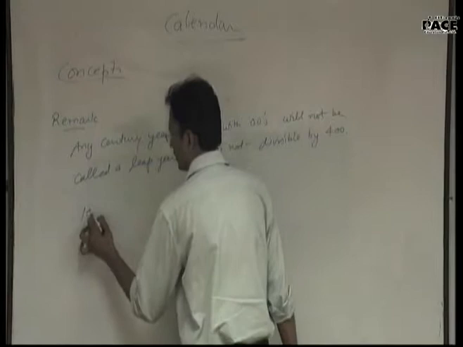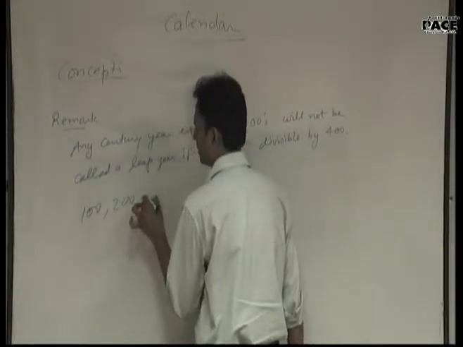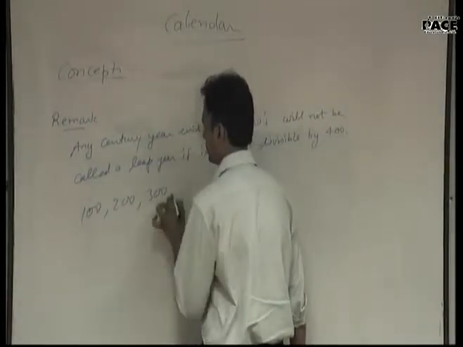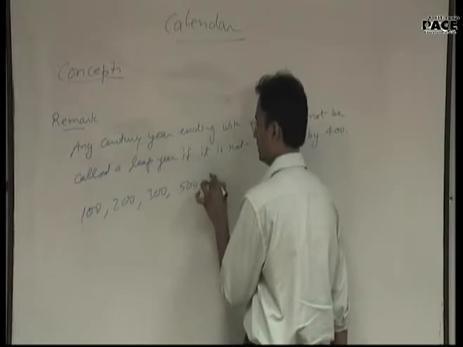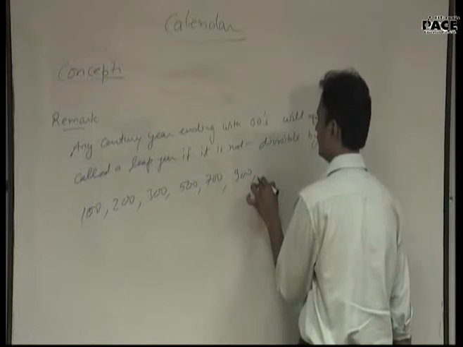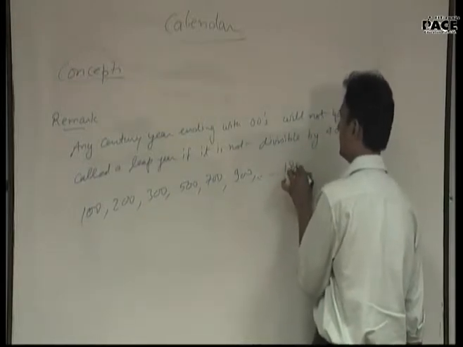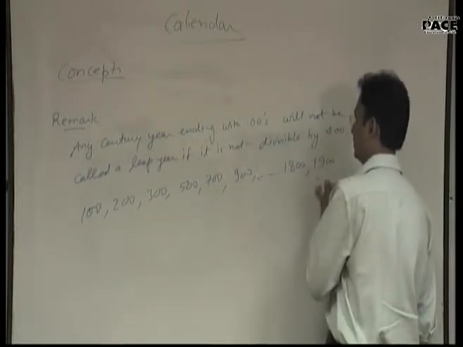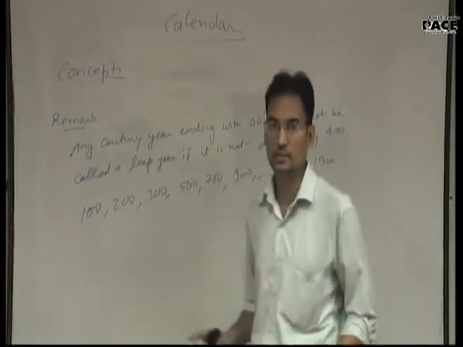So, years 100, 200, 300, 500, 700, 900, and similarly 1800, 1900 were not leap years.